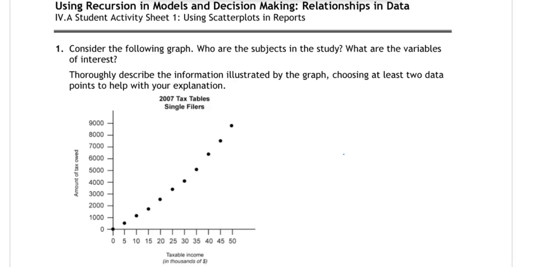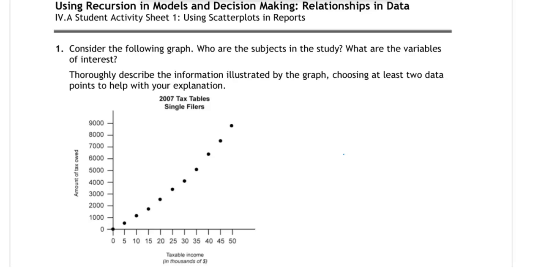All right, so here's what we got here. Consider the following graph. Who are the subjects in the study? What are the variables of interest? Thoroughly describe the information illustrated by the graph, choosing at least two data points to help with your explanation.